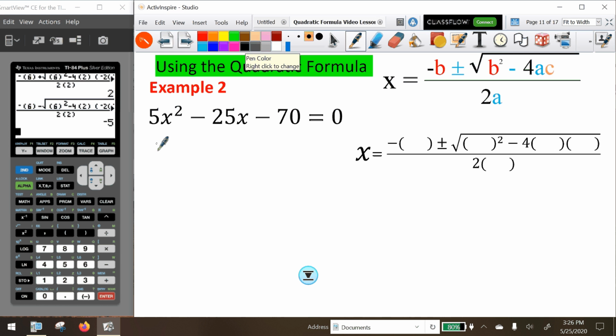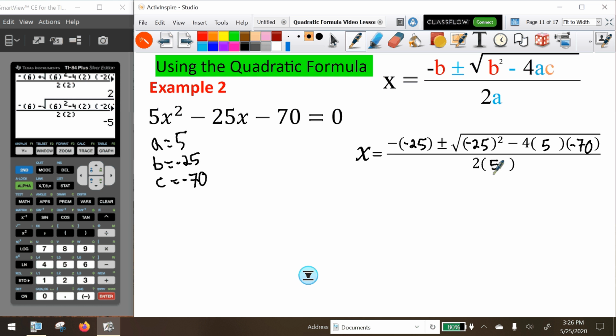Sometimes you can write them out off to the side. Maybe that'll be helpful. A is 5, b is -25, c is -70. It's important you get those signs correct. They're very important. All right, I'm going to put in my a, b, and c. So it's -b plus or minus the square root of b squared minus 4ac, so a times c, all divided by 2a. So I had to just replace a, b, and c wherever they were in that formula.